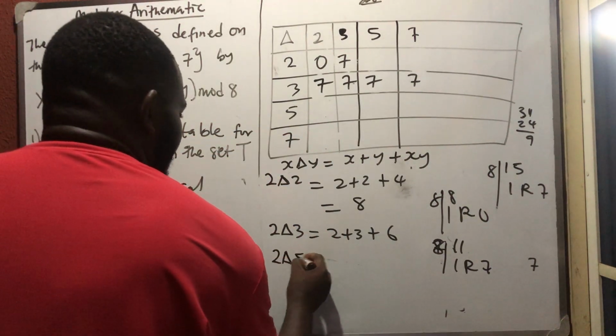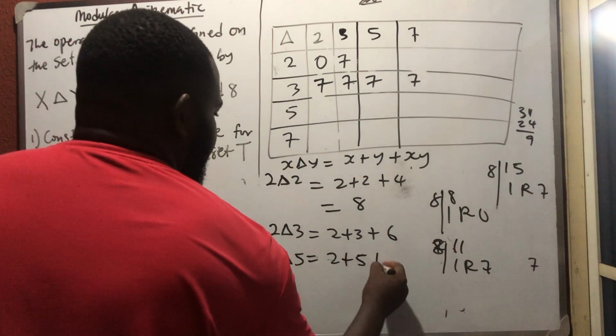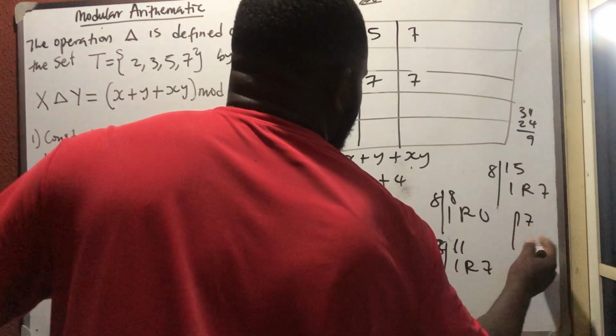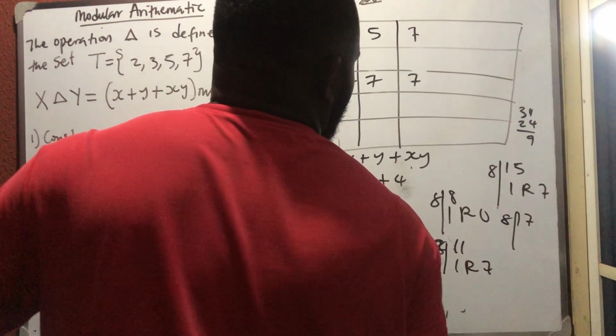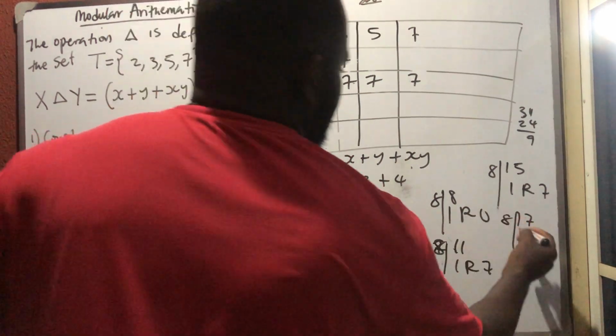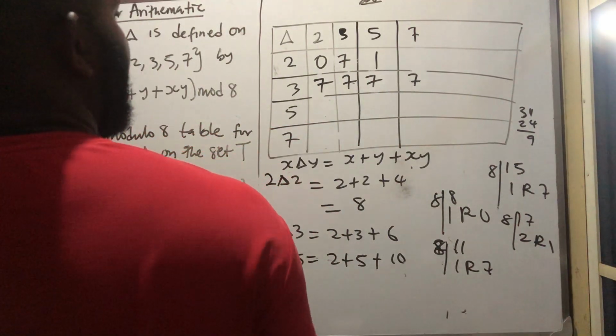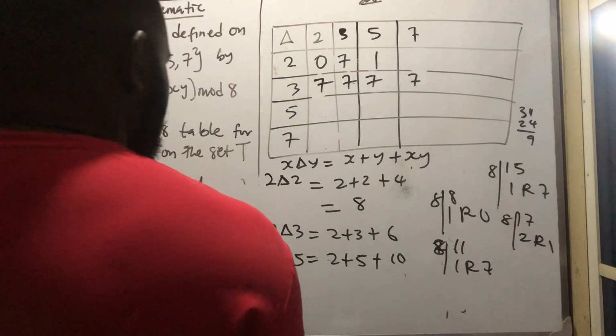So the next one is 2 operating on 5. 2 operating on 5 will give me 2 plus 5 plus 2 times 5, 10. 15, 17. So 17, 8 divided. 16 is 2, remainder 1. So here is 1.